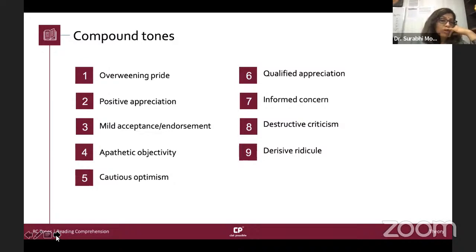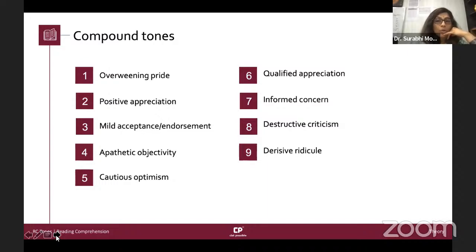Guys, have you understood compound tones? Give me a go ahead if you have.